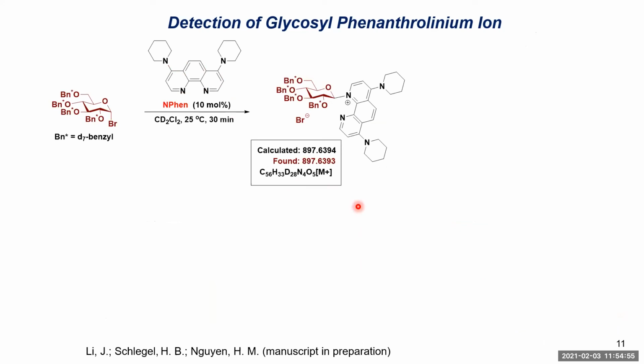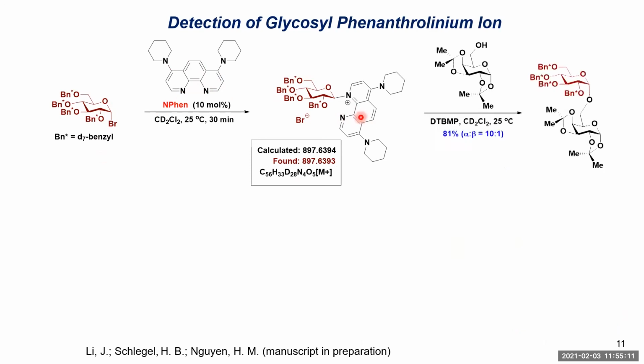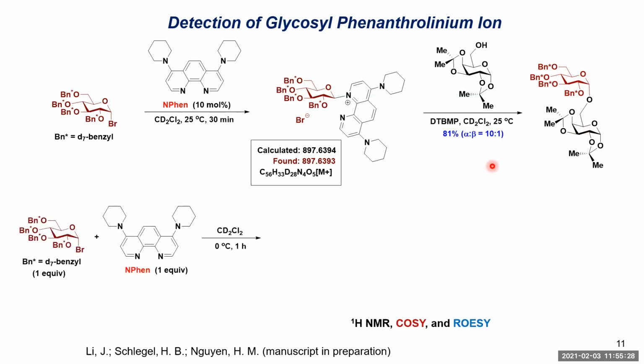To sum up my NMR experiment, basically I reacted this glycosyl bromide with N-phen, and we were able to see new signals of the loss of symmetry in phenanthroline, and we also detected the intermediate by mass. And then when we added the nucleophile, we were able to form this disaccharide. After 24 hours, I isolated the product in 81% yield and great selectivity. So next, in order to get a higher resolution of the intermediate, I bumped up the catalyst amount to 1 equivalent.